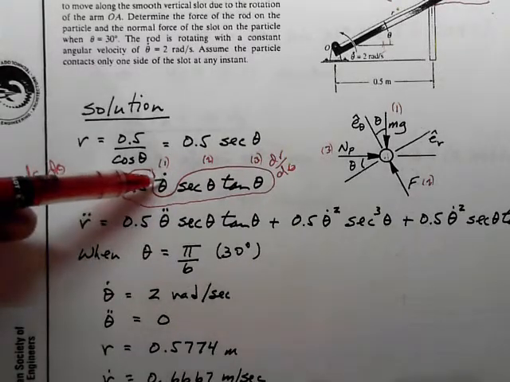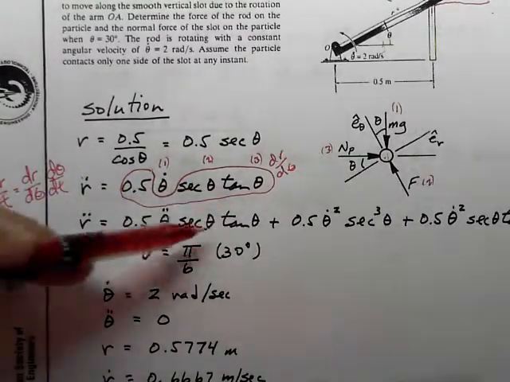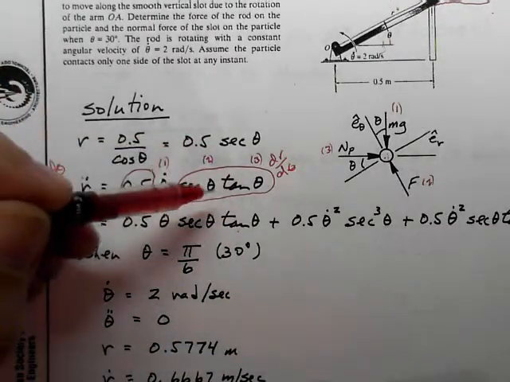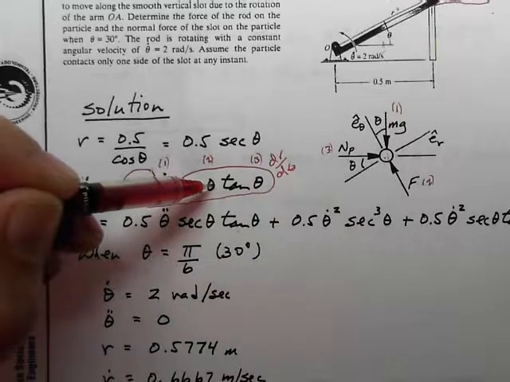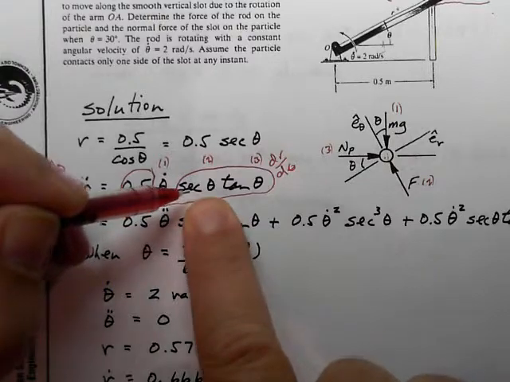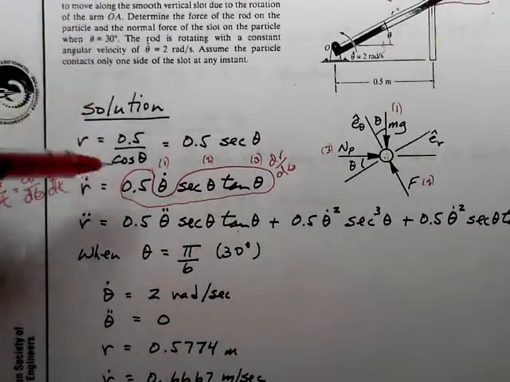First term, taking the derivative of theta dot, simply gives us theta double dot times all this other stuff. The second term, we'll take the derivative of the secant, which is the secant tangent. So we'll transform that into a secant tangent. Everything else stays the same. Okay, let me see.